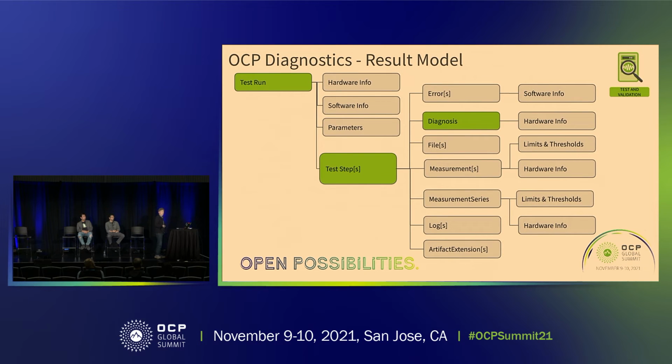So our result model, what does it look like? It's very simple. We have a test run. The test run encompasses everything to do about the test that we perform. We break that test run down into the individual test steps, and those test steps have diagnoses. It's the evaluation that we've derived, is the hardware good or bad? To derive that evaluation, we've looked at all this data. We have the measurement. We have a measurement series, which is time series data. We have logs. We have limits. We have thresholds. We have information about the hardware. All of this goes into providing that diagnosis.